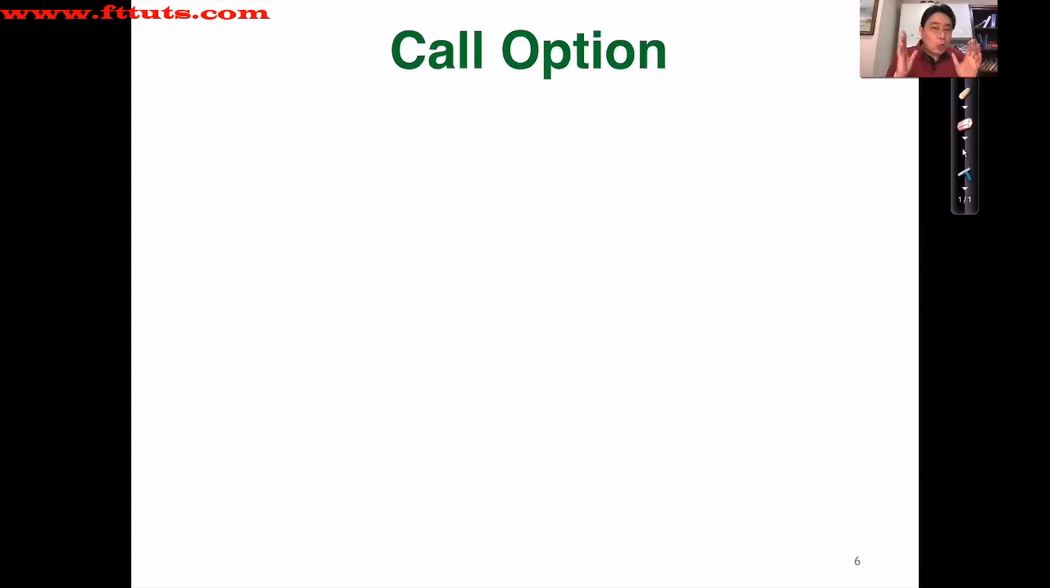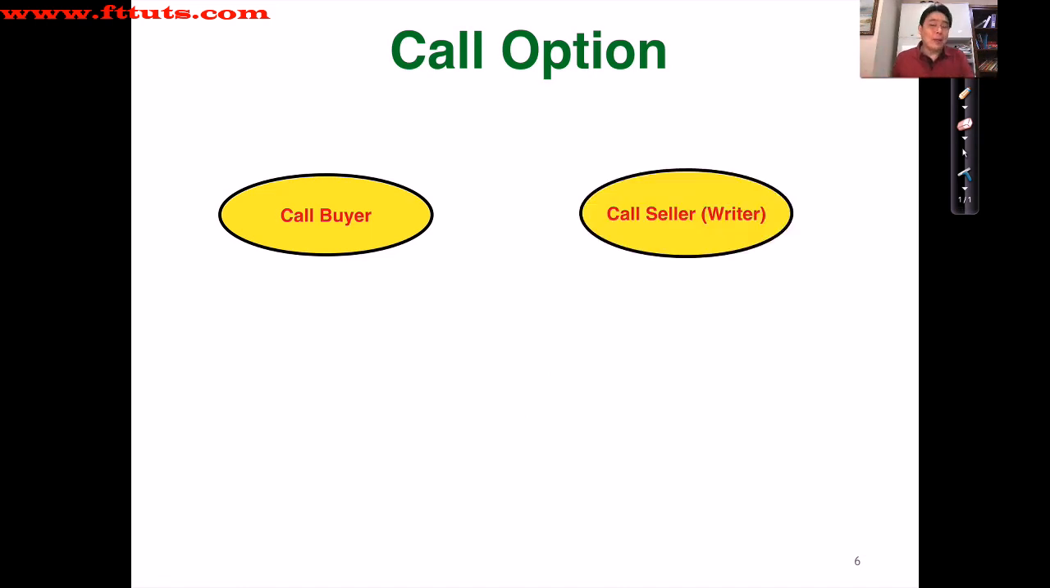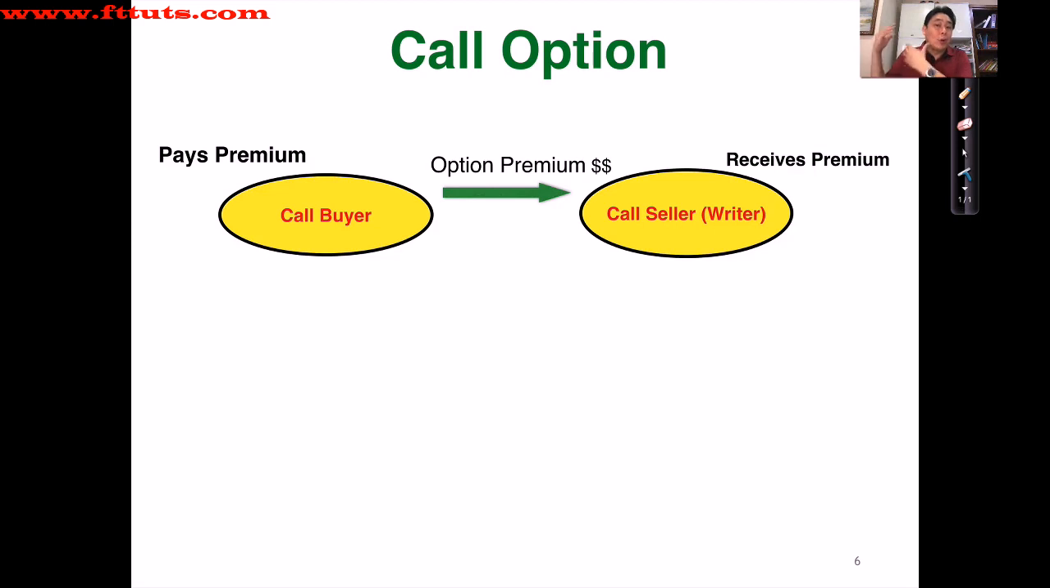All right, so let's take a closer look at this whole transaction. Now, you can be a call buyer or you can be a call seller. You can take either role in the market. So in this course, you'll be learning the strategies of how to profit in both roles. So again, as a call buyer, you buy the call, you pay a price, you pay the premium. In this case, it is $8, for example. Now, who collects this premium? The call seller collects the premium.